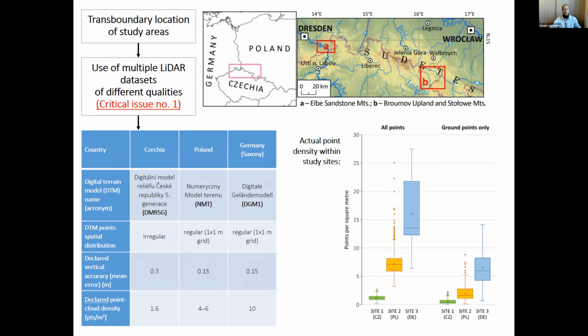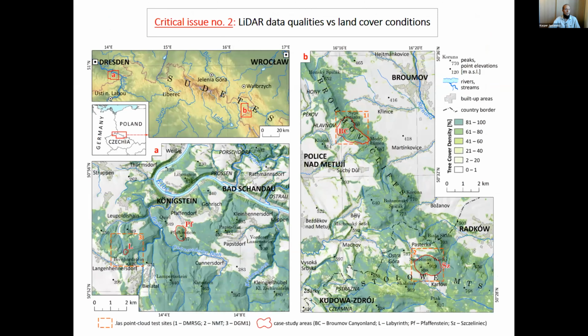And so right from the start, it causes difficulties in conducting any comparative study of landforms which are of the same type and yet are located in 2 neighboring countries. And for instance, one can expect huge differences in quality of digital representation of such features as steep rock walls or some narrow clefts, as surely the density of which is less than 2 points per square meter is insufficient.